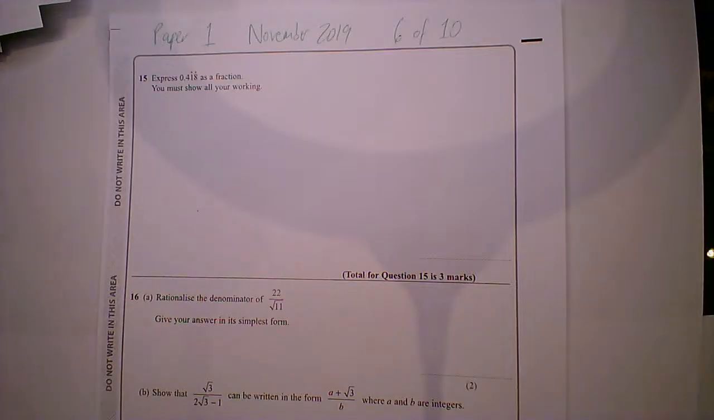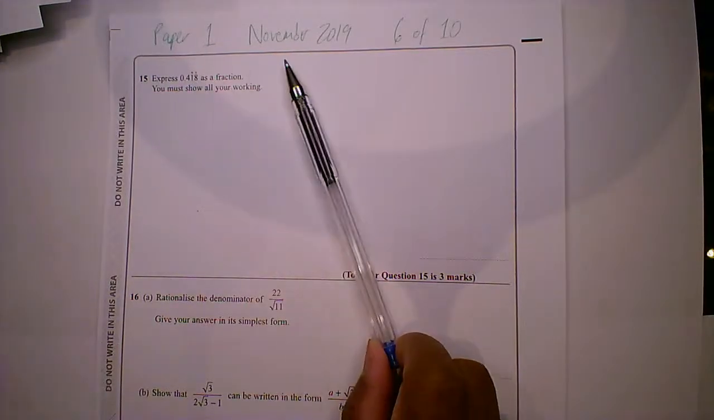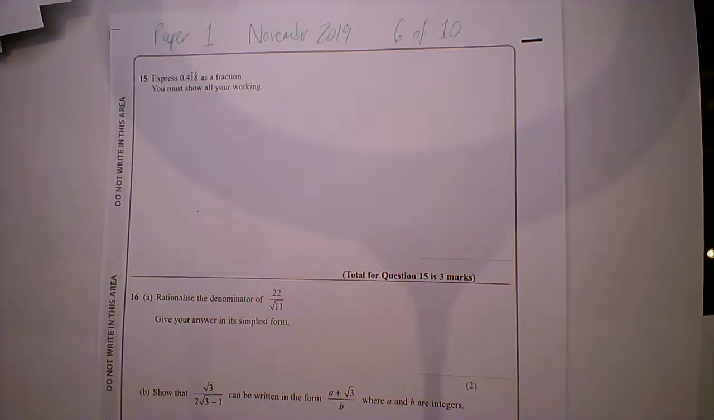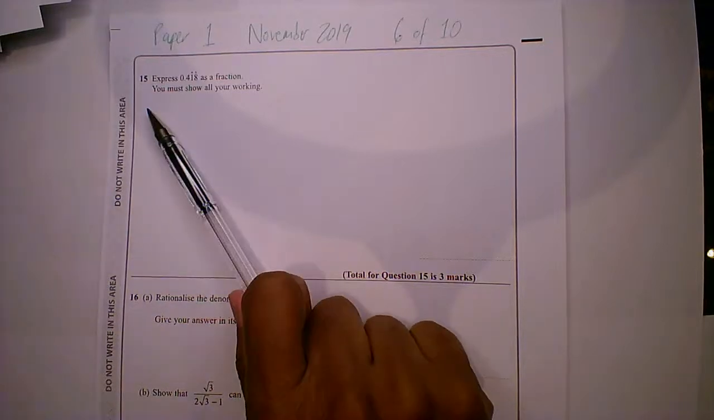Okay, so this is now from paper 1, November 2019. Pause and have a go, or if you're stuck, press play. So let's do this. Question 15, express 0.418 recurring as a fraction. You must show all your working.